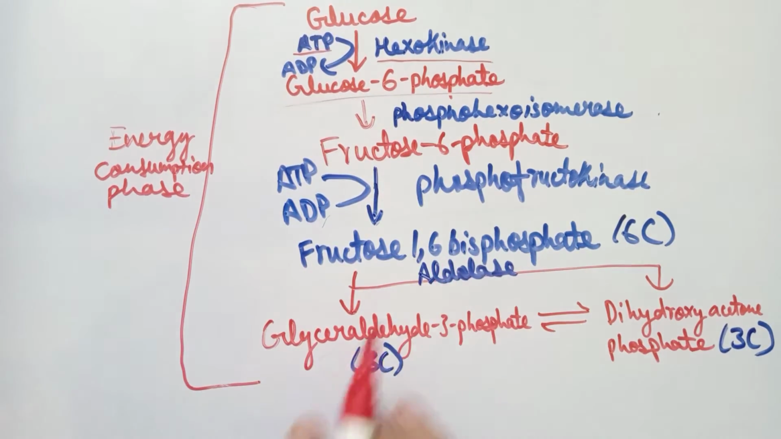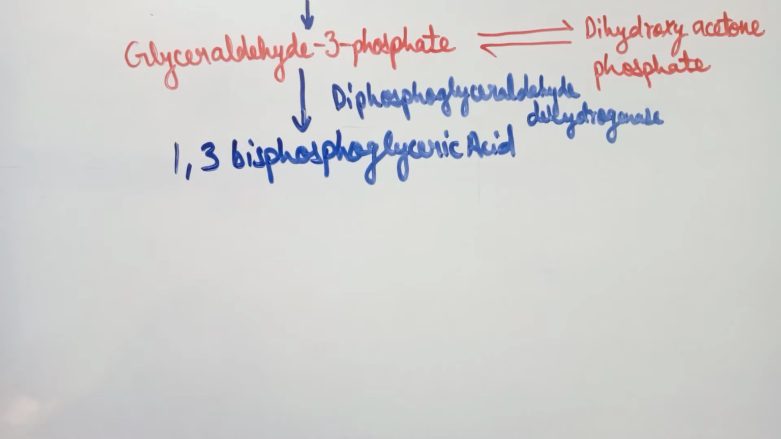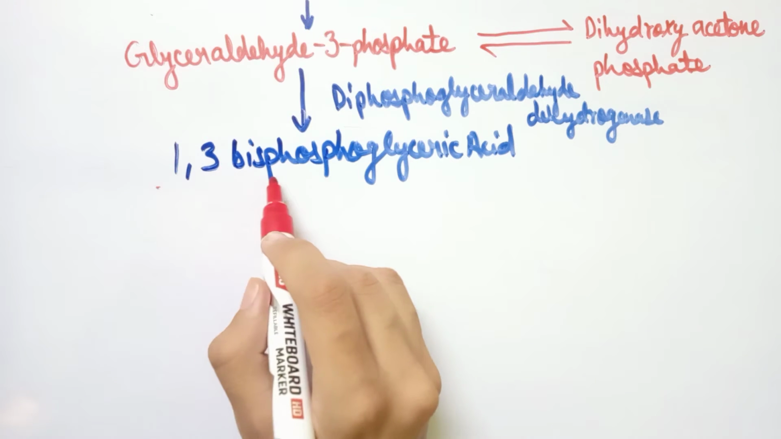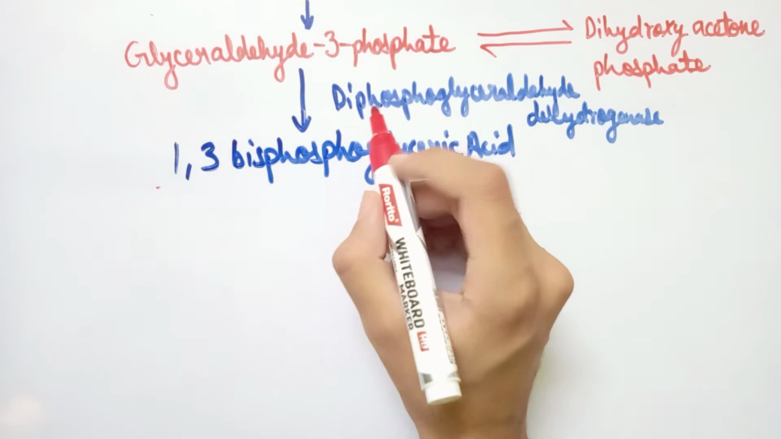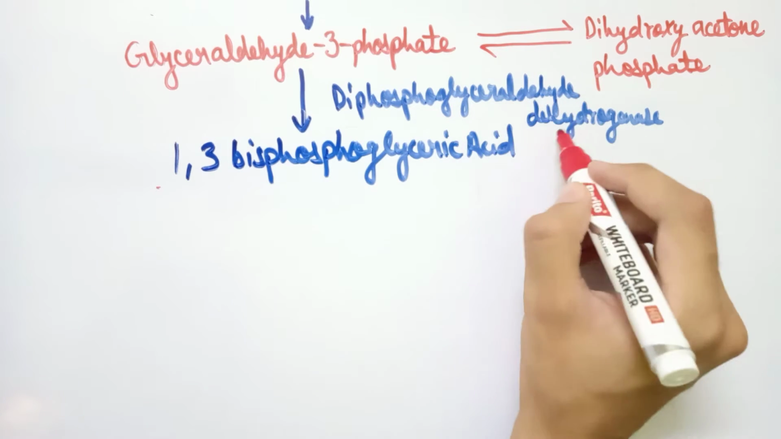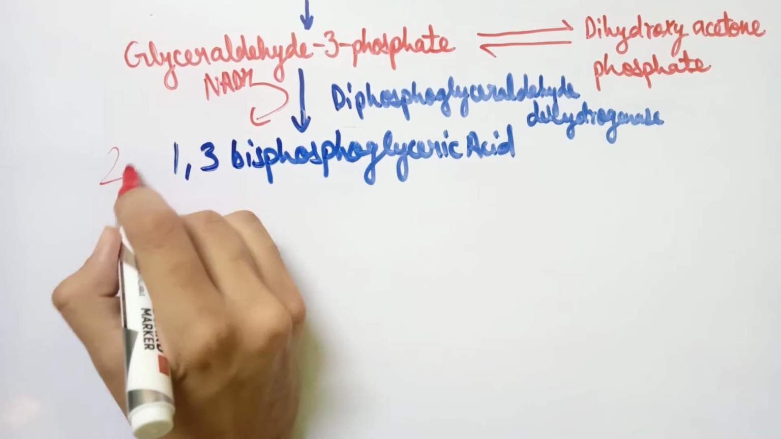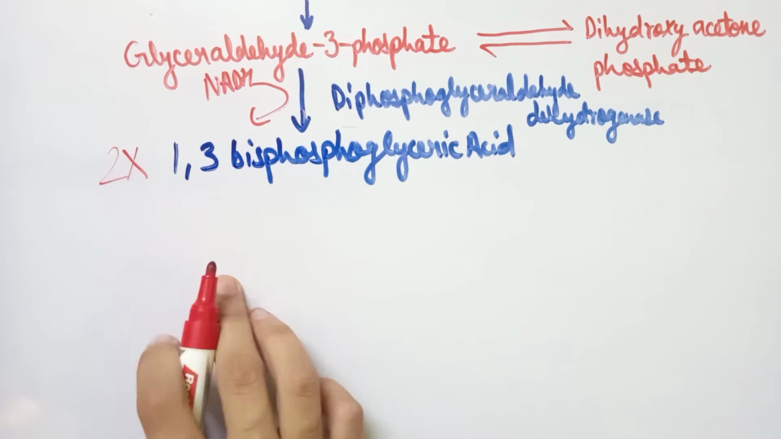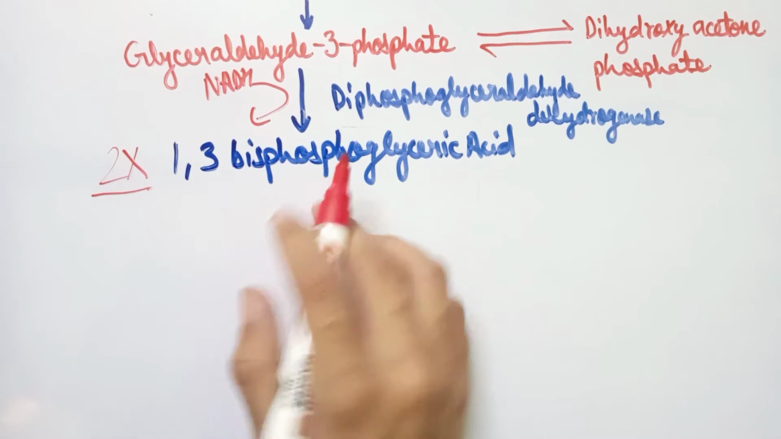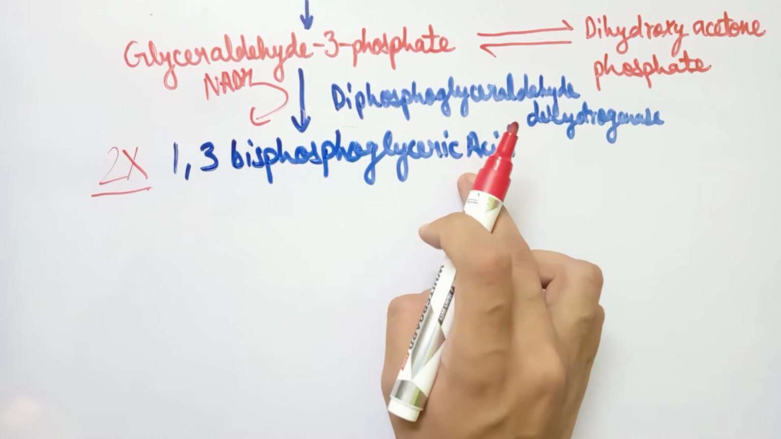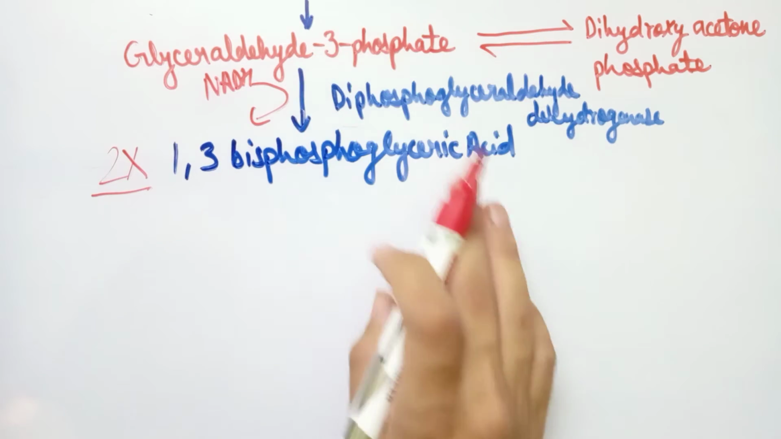in conversion of these molecules. In the next step, the glyceraldehyde 3 phosphate gets converted into 1,3 bisphosphoglyceric acid with the help of the enzyme diphosphoglyceraldehyde dehydrogenase. Here, two molecules of 1,3 bisphosphoglyceric acid will be formed. Two molecules will be formed because one molecule of 1,3 bisphosphoglyceric acid will be formed through glyceraldehyde 3 phosphate.